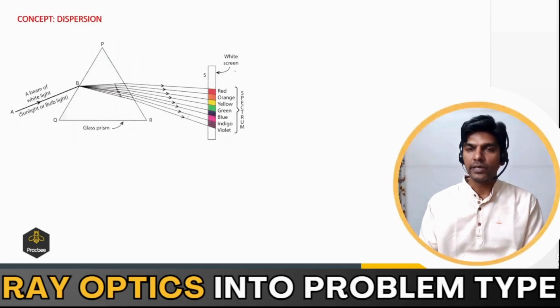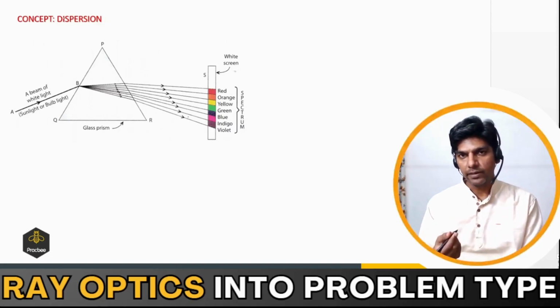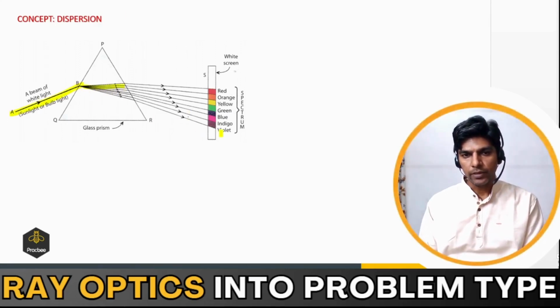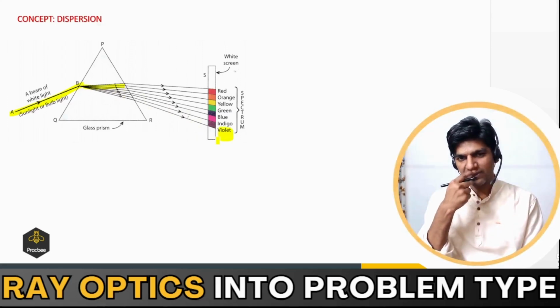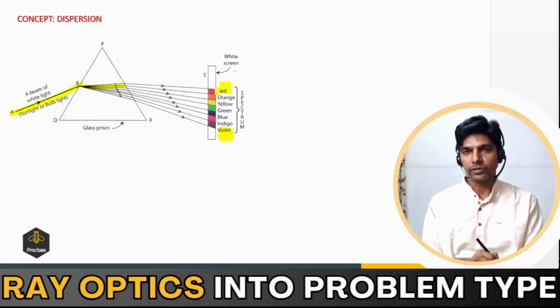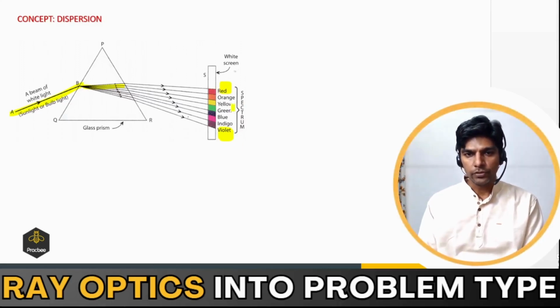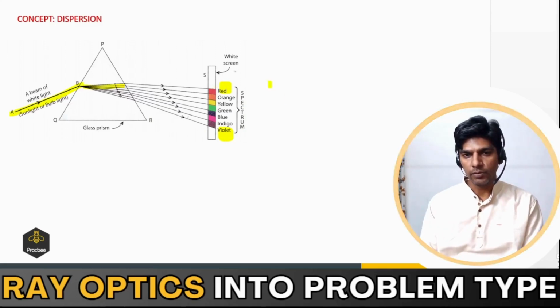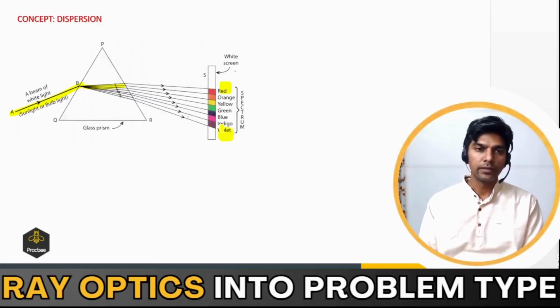The next problem type is based on the dispersion of white light with the prism. So if you look at this diagram, the white light splits up into different parts. And you can see the violet color bends the most and the red color bends the least. Why is this difference there? Because the refractive index of the prism depends upon the wavelength of light. In the case of red light, the wavelength is maximum. The wavelength of red light will be greater than the wavelength of violet light. So the refractive index for this prism will be less for the red light.